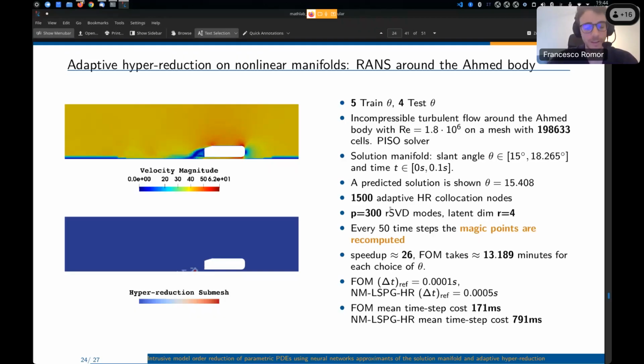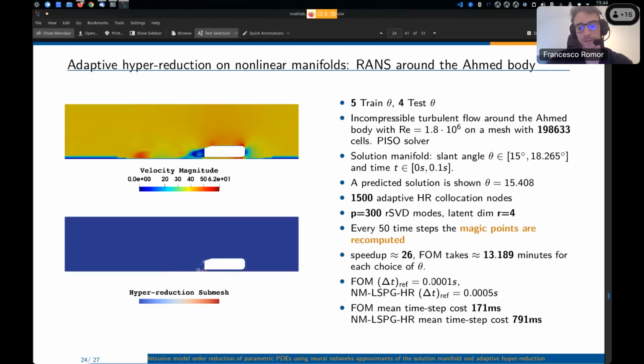You may perform some parametric studies to find a lower value, or maybe a higher one, if you want to achieve a better accuracy, for example. So in this case, the magic points are evaluated every 50 time steps. And if you consider the mean time step, you would achieve a bit of a speed up at least, even if this is still a very coarse mesh in OpenFOAM. So you would achieve at least a speed up of 5 if you consider only the mean time step.